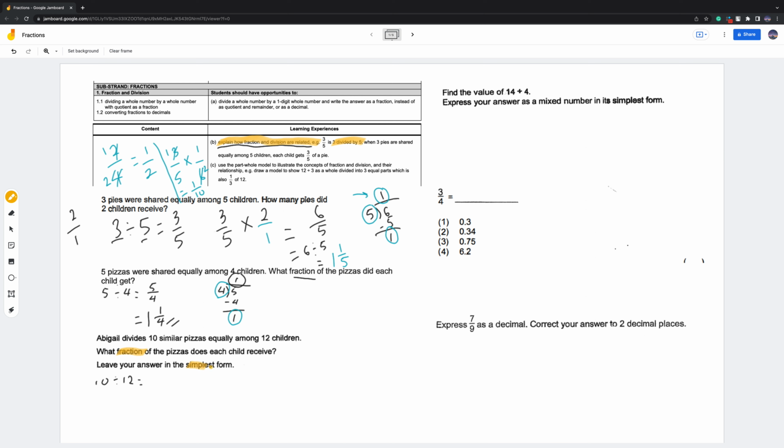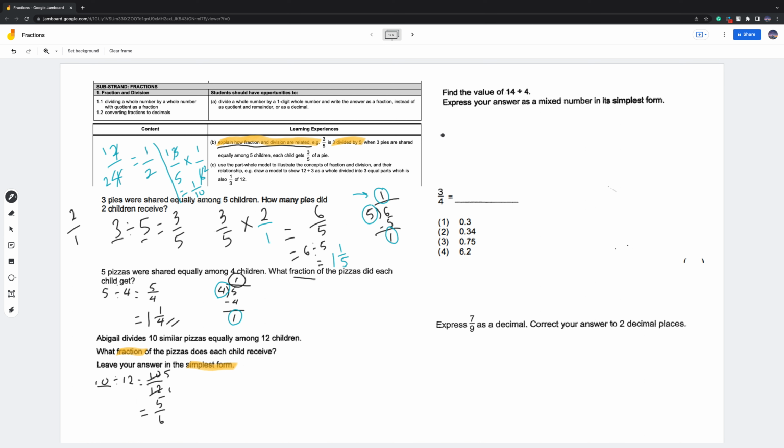And it has a reminder here. Leave your answer in the simplest form. So all you need to do, sorry about that, let's change it to our pen setting. So remember, all you need to do is the first number will be your numerator, the second number will be your denominator, and we're going to simplify. Divided by 2, we get 5. Divided by 2, we get 6. So we get 5 over 6. So that's how you divide whole numbers with whole numbers with a fraction as your answer.